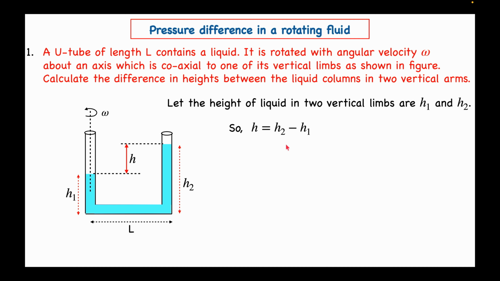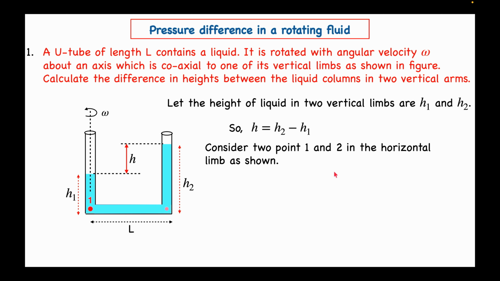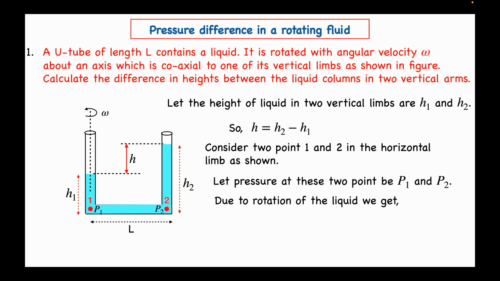So h equal to h2 minus h1. Consider 2 points 1 and 2 in the horizontal limb as shown. We take 2 points 1 and 2 in the same horizontal line in the horizontal limb as shown. Let pressure at these 2 points be P1 and P2. Due to rotation of the liquid, we get P2 equal to P1 plus half rho omega square L square.